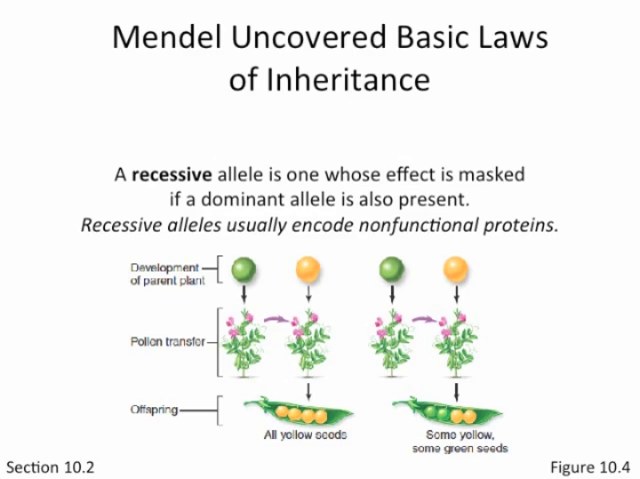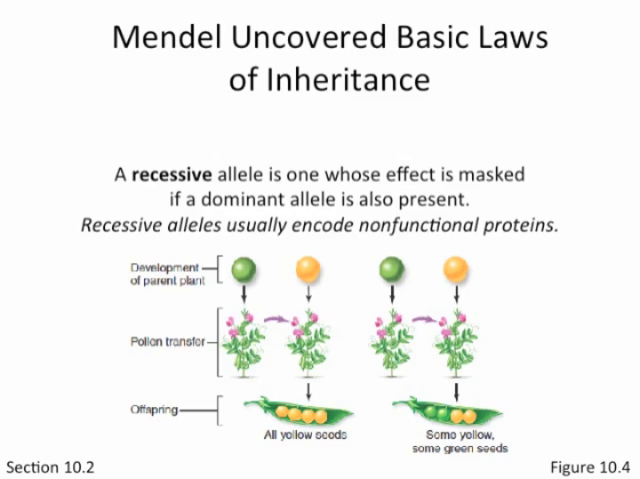And we often say when a recessive allele is present but it's not expressed, we say it's being carried. So these yellow seeds could be carriers of the green allele, but they're not expressing it. So a carrier is something that has that gene present, has that allele present, but is not expressing it. Okay, so recessive alleles usually encode non-functional proteins.